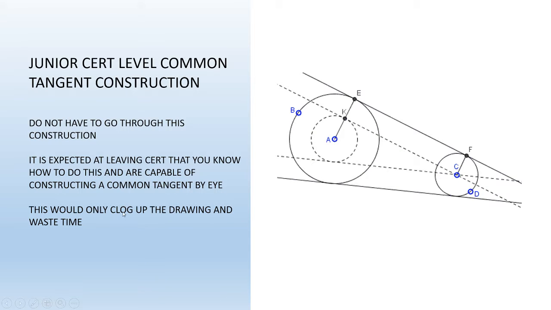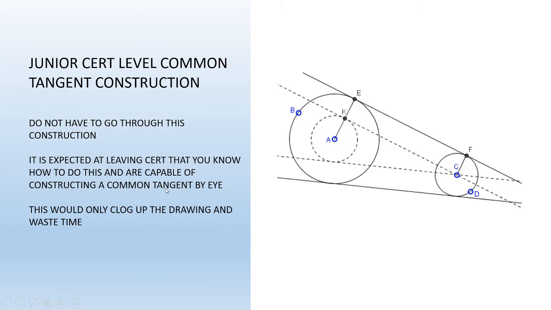Now just a quick flashback to the Junior Cert syllabus and the common tangent construction. It is not going to be necessary for us today to carry out this construction to find the tangent. At Leaving Cert level, it is assumed that you can do this construction. However, they want to see that you can do the question at hand.